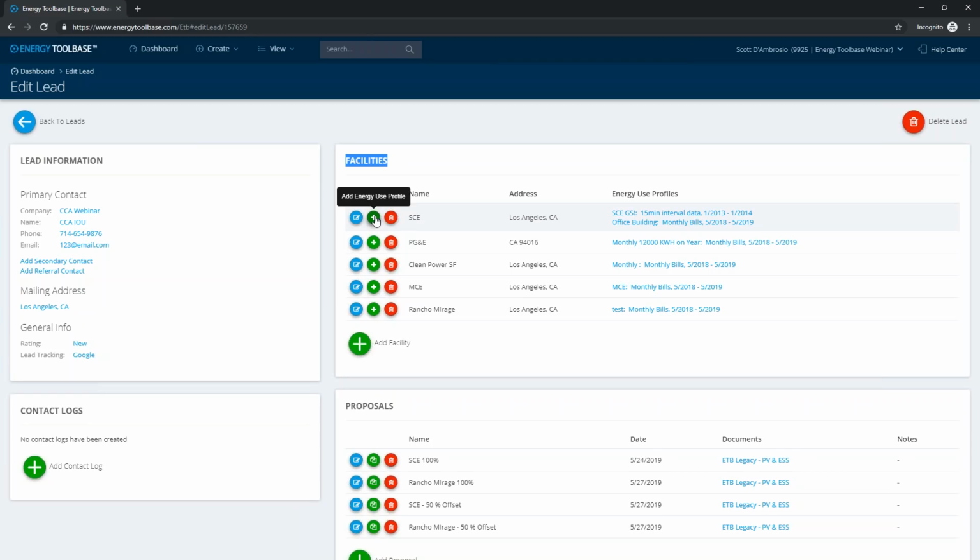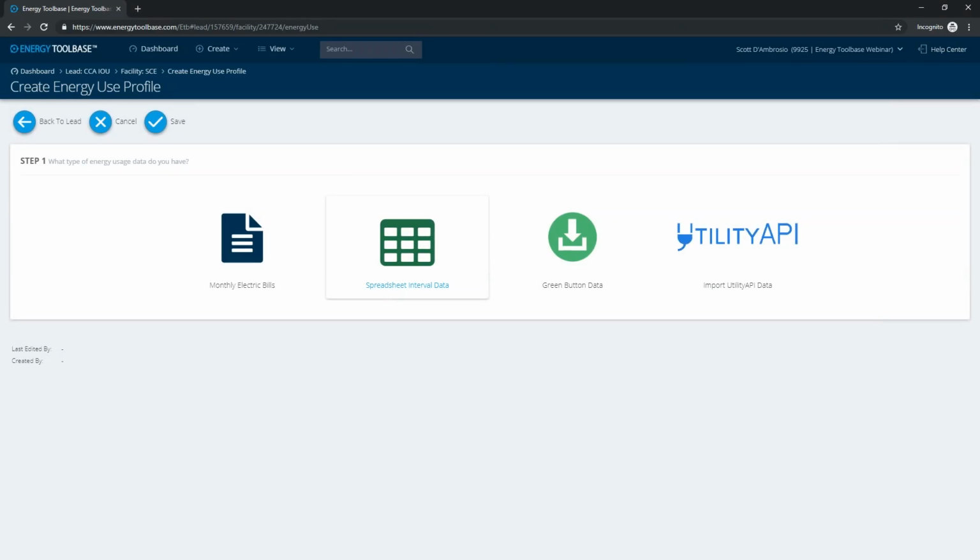Under each facility, we have this button that says Add Energy Use Profile, and this is our wording to recreate your client's energy bill. As you open that up, we provide multiple different options to recreate your client's energy bill. I'm hovering over spreadsheet interval data. We accept interval data in multiple forms: single column, multi-column, XML, CSV, and we also have an API with utility API. These are 3 different ways to import interval data for your client.